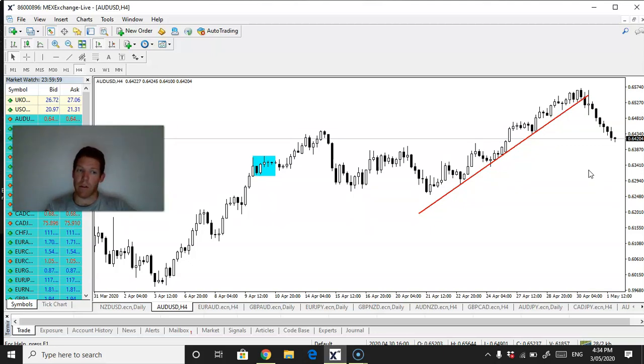There's a few things to pay attention to. Keep your finger on the pulse with the news flow, and what risk sentiment and the equity markets are doing. And we'll see what happens, guys.